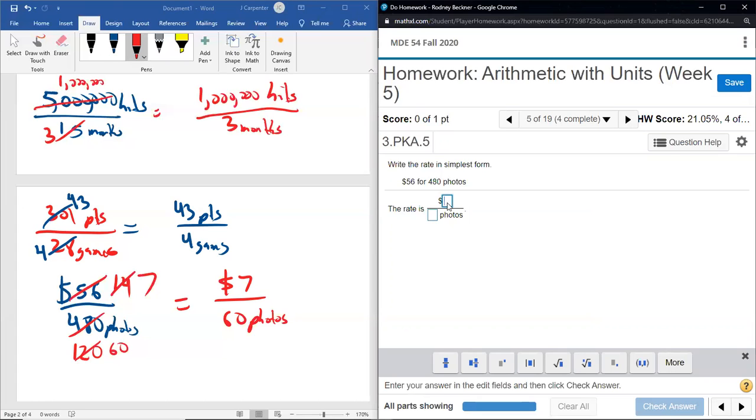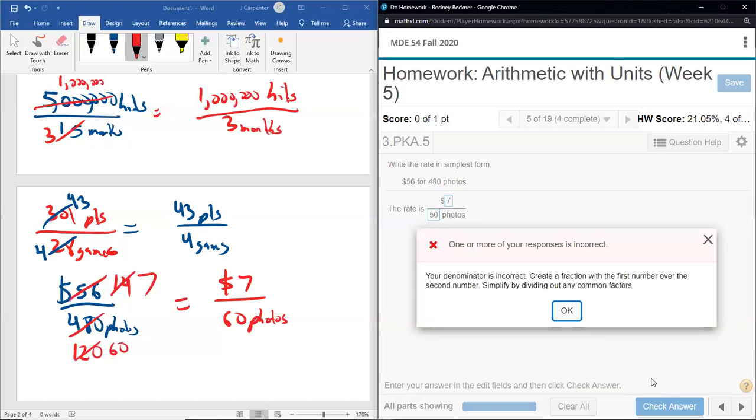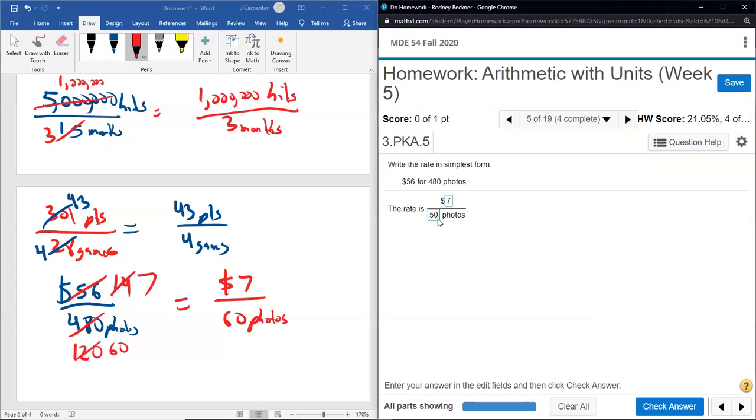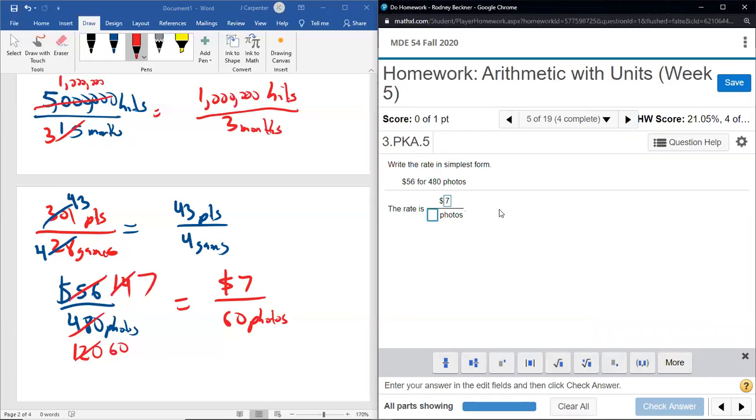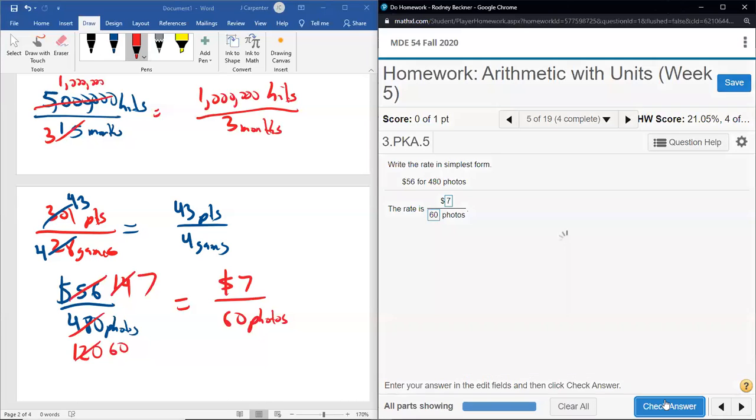All right, so what do we get down to? $7 for 60 photos. Let's see, maybe I make a typo. Oh, made a typo. I did that intentionally. 60, 760, 760, double, triple check. Good.